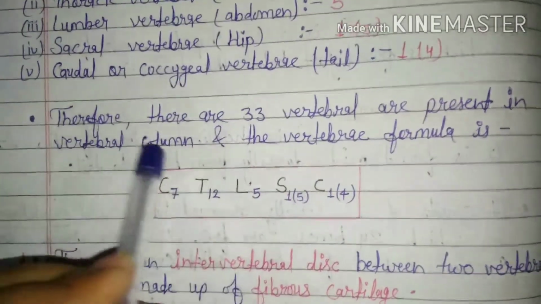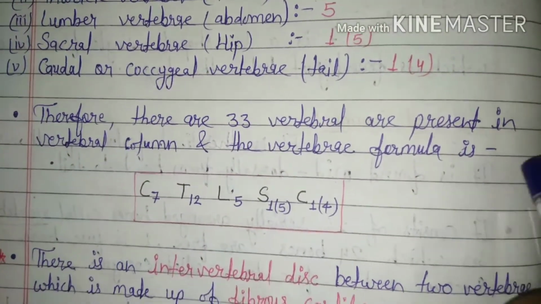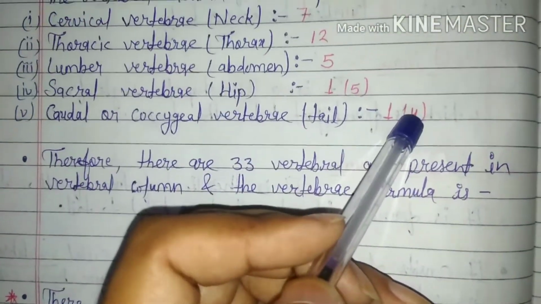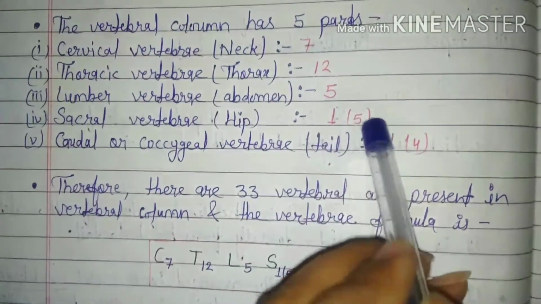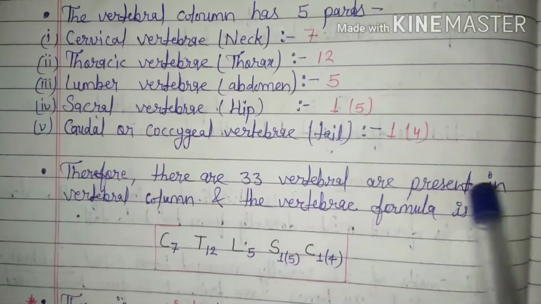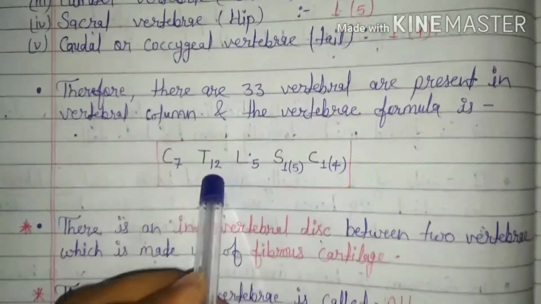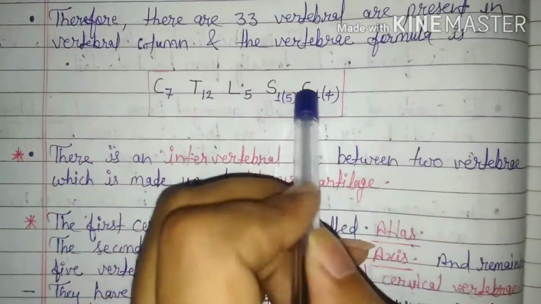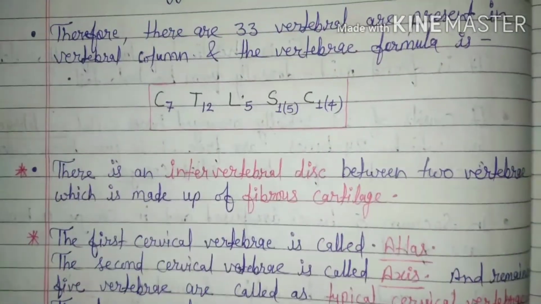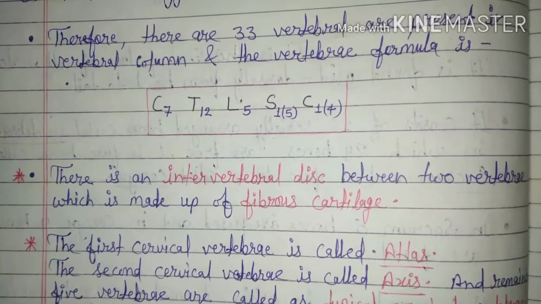present in the vertebral column, and the vertebral formula is 33, how? 7 plus 12 plus 5 plus 5 plus 4. But after fusion, sacral and caudal are counted only as single. Formula is cervical 7, thoracic 12, lumbar 5, sacral 1, coccygeal or caudal 1. Let's see the diagram.